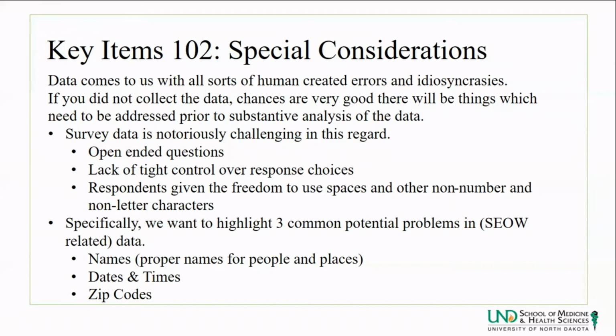So specifically, we want to highlight 3 common potential problems in the data we typically use. These 3 things listed are names, proper names for people and places, dates and times, and then also zip codes. There are some pretty key things we need to understand about those types of variables, names, dates, times, and zip codes, when we start looking at those things in data.